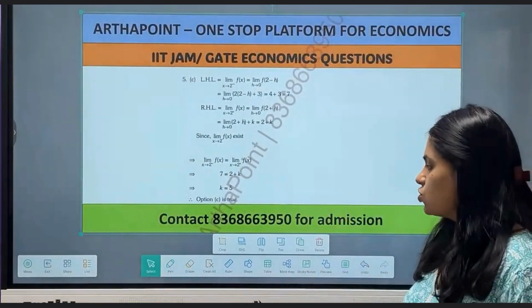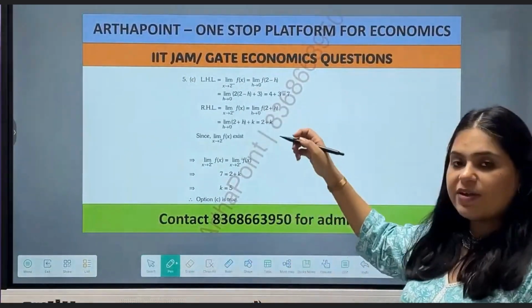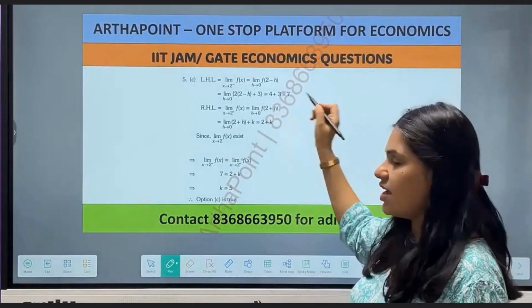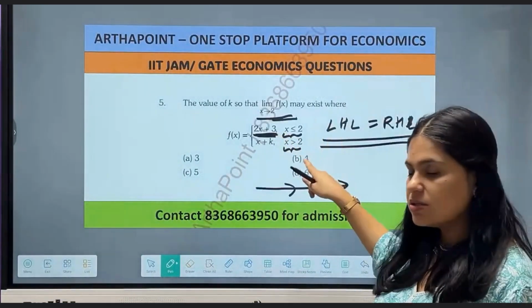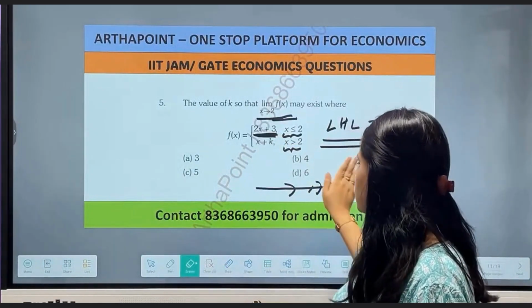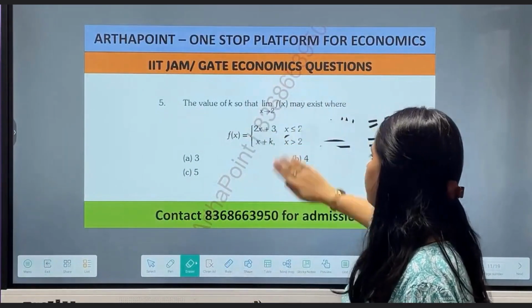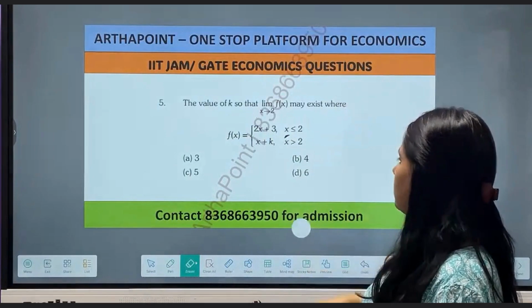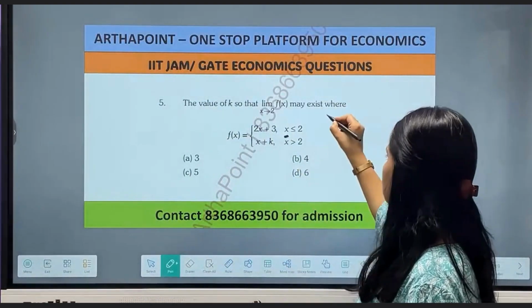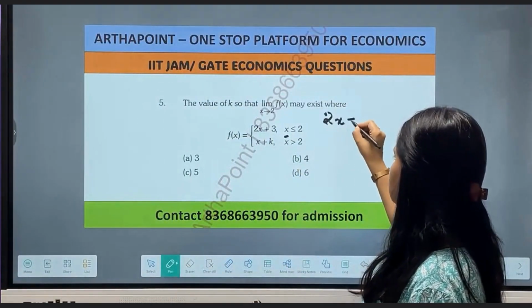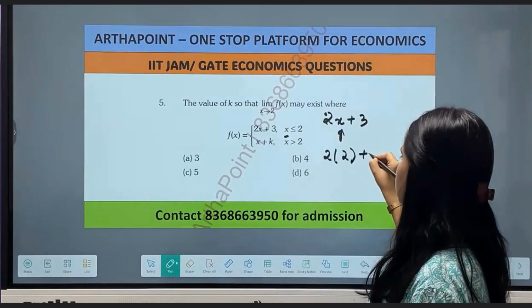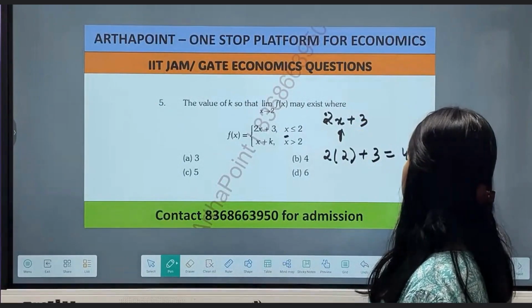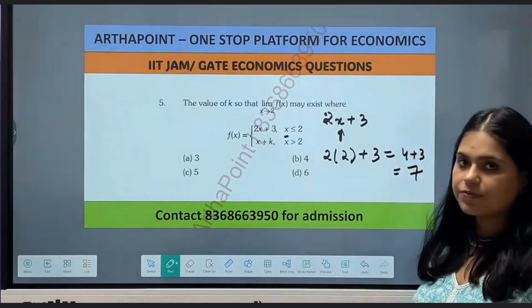Okay, beta. So start. When I approach my function from anything less than 2, then my function is 2x plus 3. So what happens when I put it from this side? Beta, 2x plus 3. I am putting x as 2, so I will get 2 into 2 plus 3. So it will be 4 plus 3, that means 7.